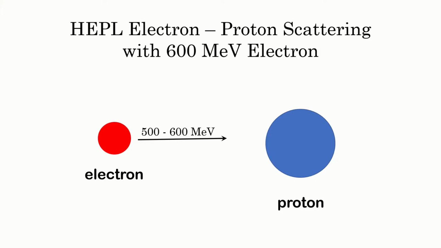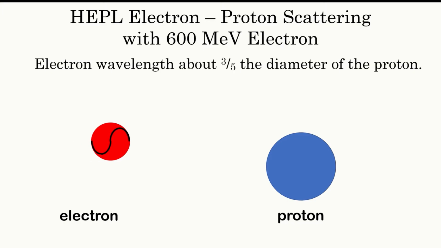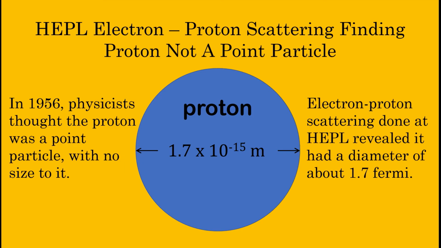HEPL produced electrons with energies up to about 600 MeV, corresponding to center of mass energies of about 1 GeV and electron wavelengths just over 1 Fermi, which becomes the electron's diameter at this energy. The electrons scattered off proton targets elastically, revealing that the proton was not a point particle as was currently thought, but had a diameter of about 1.7 Fermi.